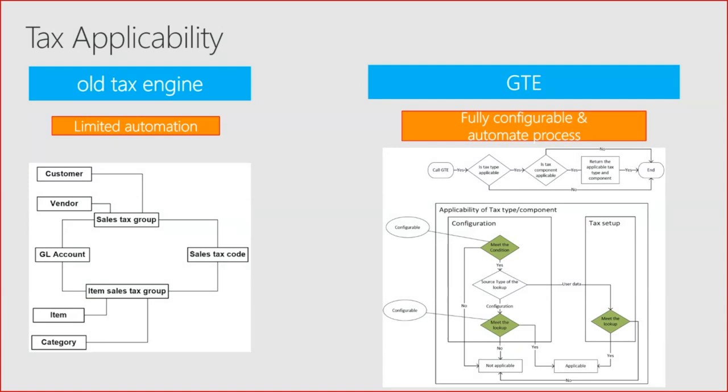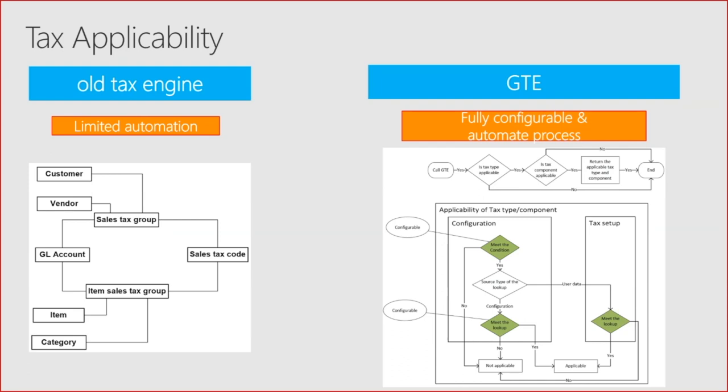So on the left side of the slides, it is the old tax engine. As you might be familiar with the design, we have sales tax group and item sales tax group. You maintain several tax codes in these two groups, and then you assign the sales tax group to customer, vendor, or account, and you can also assign item sales tax group to item master or procurement category. So when you create a sales or purchase transaction, you have customer and item, and the system will default the sales tax group and item sales tax group, and the intersection will be the sales tax code which is applicable for this transaction. But still, it's a limited automation.